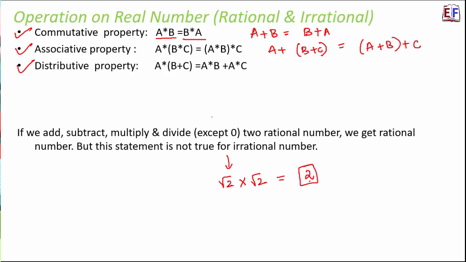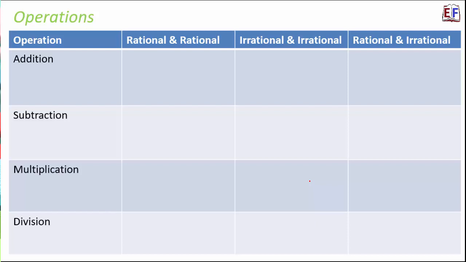So let us take a look at what are the different operations that we can do between a rational and an irrational number and what will be the output that we will get. So this table will help us to identify it in a better way. So we will do four operations, that is addition, subtraction, multiplication and division. First we'll try with rational and rational, then irrational and irrational, then rational and irrational. So we will take examples and see what happens. Let's start with rational and rational addition.